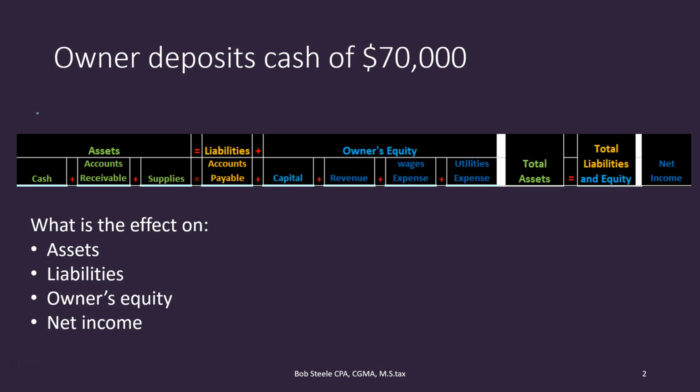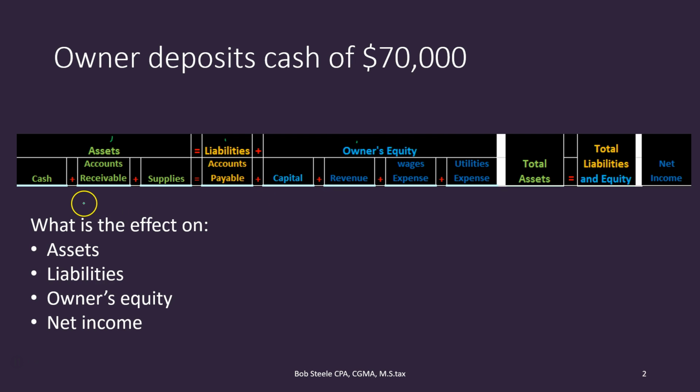Hello. Owner deposits cash of $70,000 into the business. What will be the effect on the accounting equation? That accounting equation being, of course, assets, liabilities, and the equity. Whenever we think about any transaction, there's going to be at least two accounts that are affected.